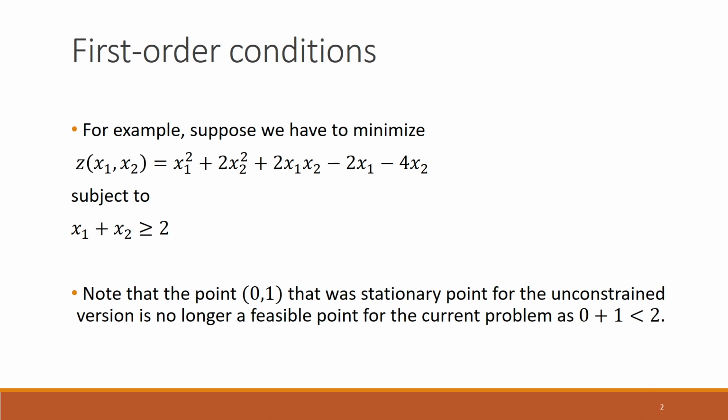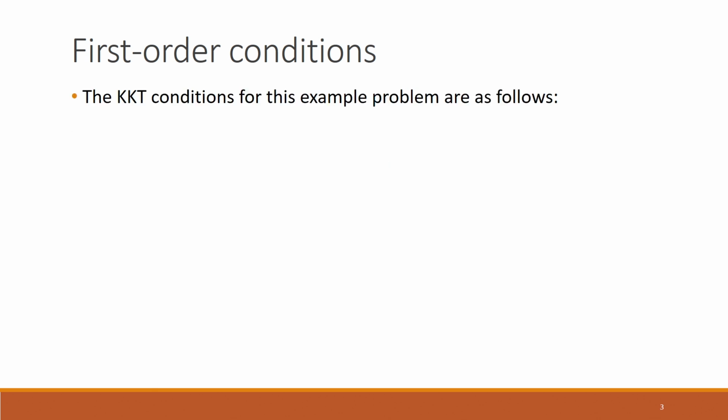Therefore, we need a different approach to find the stationary point when there is constrained optimization, and that is why we have derived these KKT conditions for finding the stationary point. So, let us write down the KKT conditions for this example problem. This is the first condition: 2x1 star plus 2x2 star minus 2 equal to u. So, how is this coming?